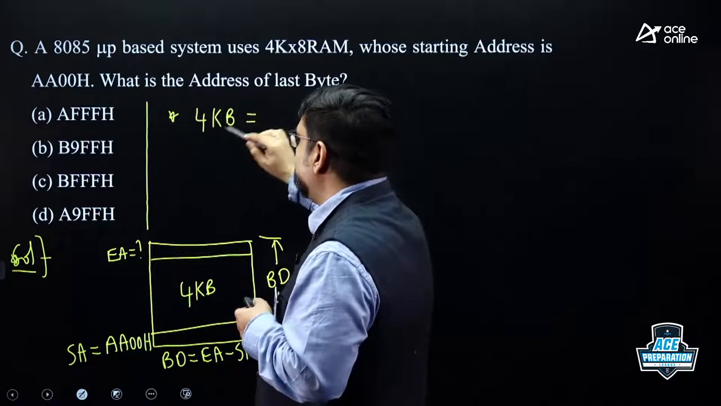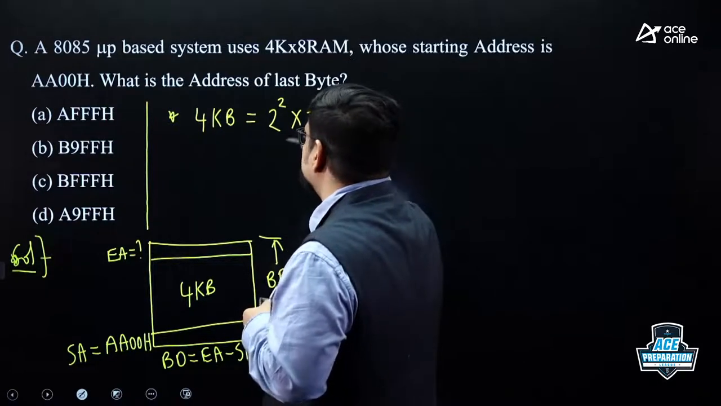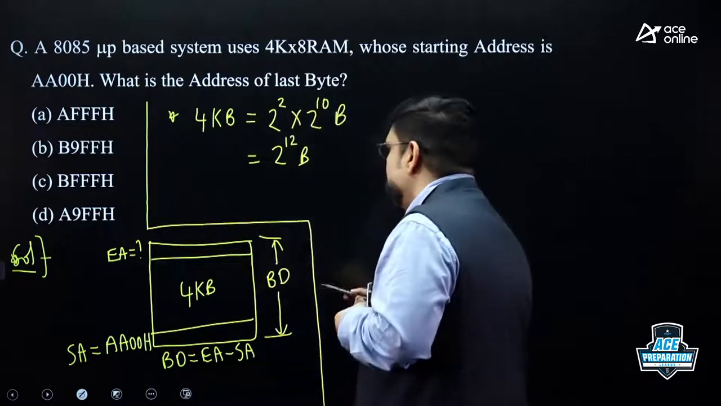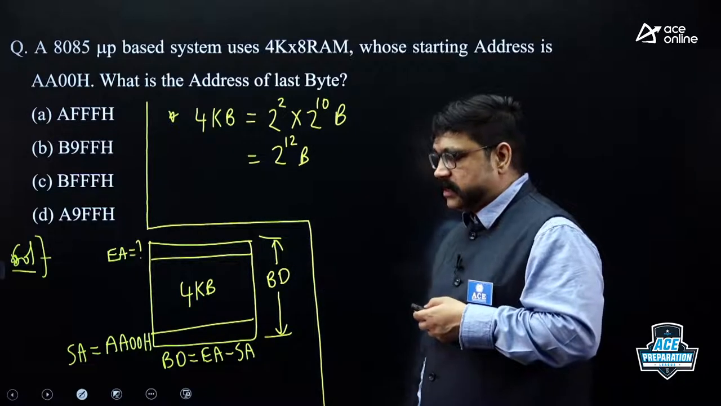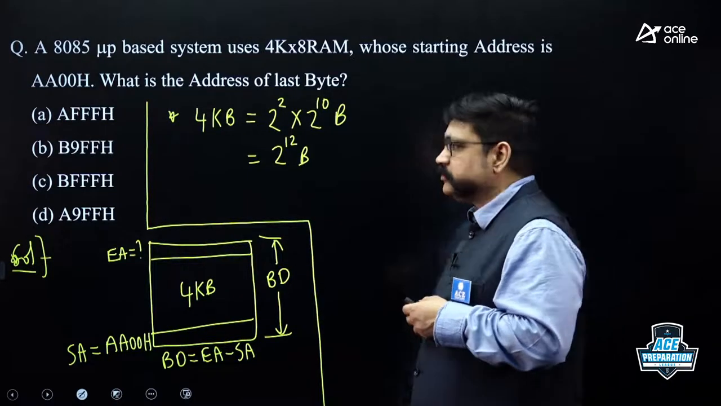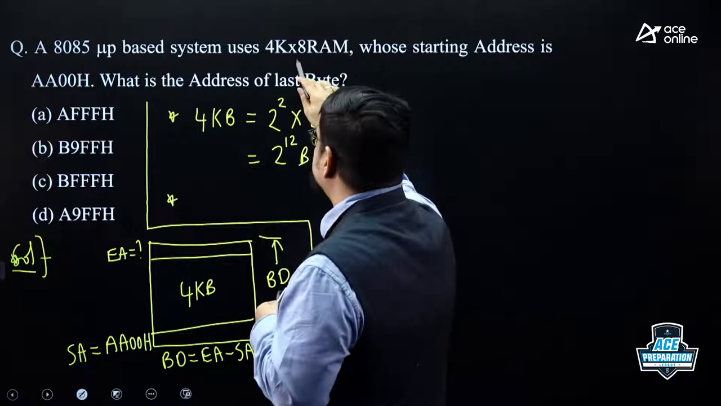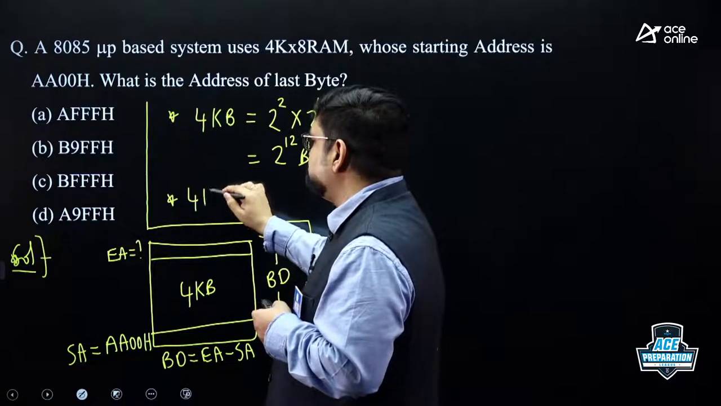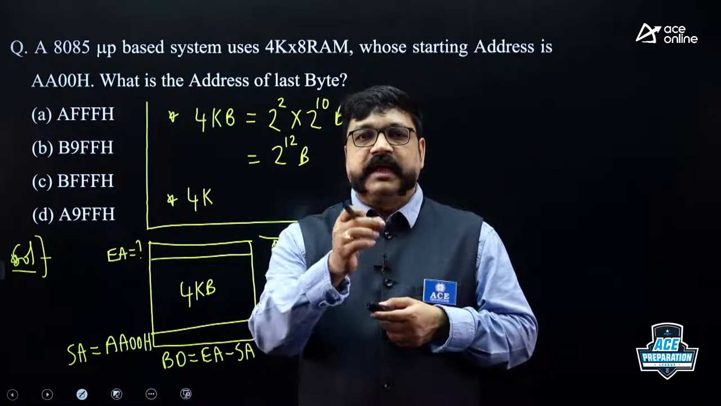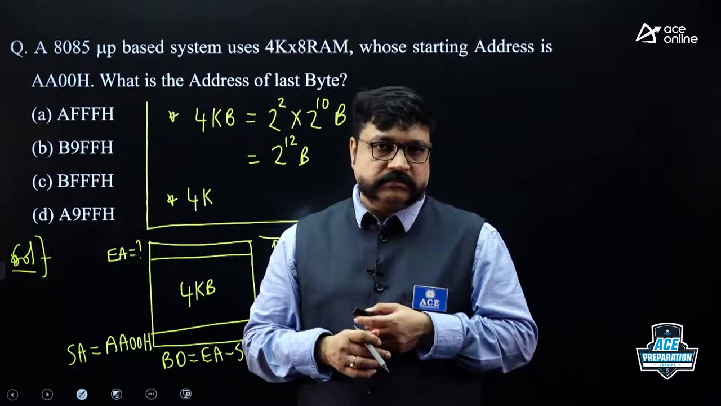4KB is what? Write it as 2 power 2 times kilo, which is 2 power 10 bytes. That is 2 power 12 bytes, the size of the memory. 4KB is 2 power 12 bytes, 8KB is 2 power 13 bytes, 16KB is 2 power 14 bytes. What is this 12? That 12 is the number of address lines of this 4KB RAM. The statement is: if a memory IC has n address lines, the size of the memory can be specified as 2 power n bytes. That is how we represent it.